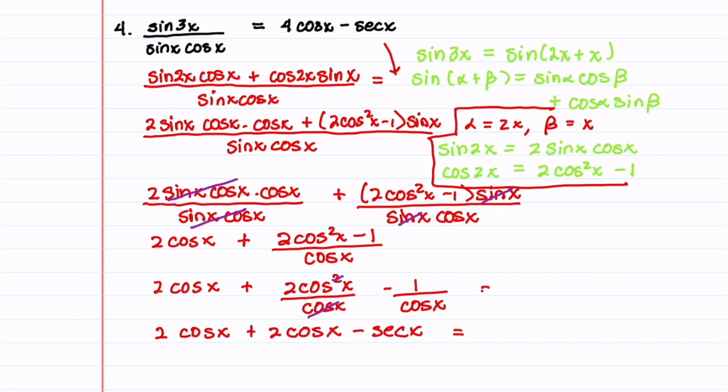I just realized I forgot to put our equal sign as we were going along. On our left-hand side, we now have 4 cosine x minus secant x, and that agrees with our right-hand side, 4 cosine x minus secant x. So there's a lot of steps in that problem. You just kind of have to go through it a little bit at a time and you'll get there.